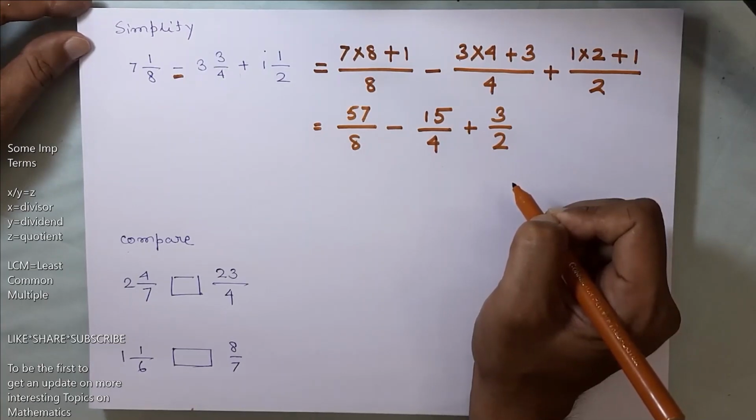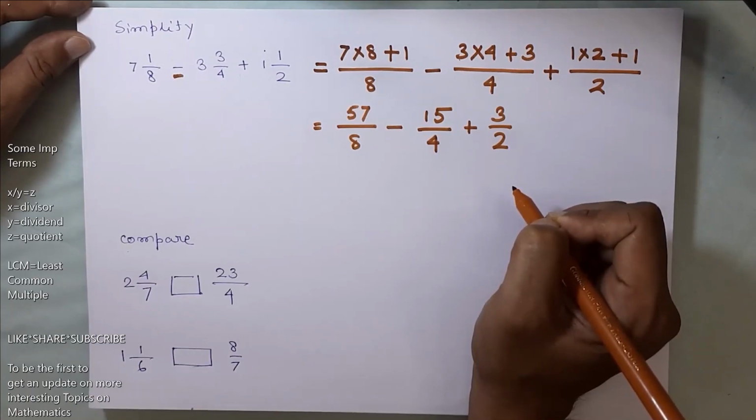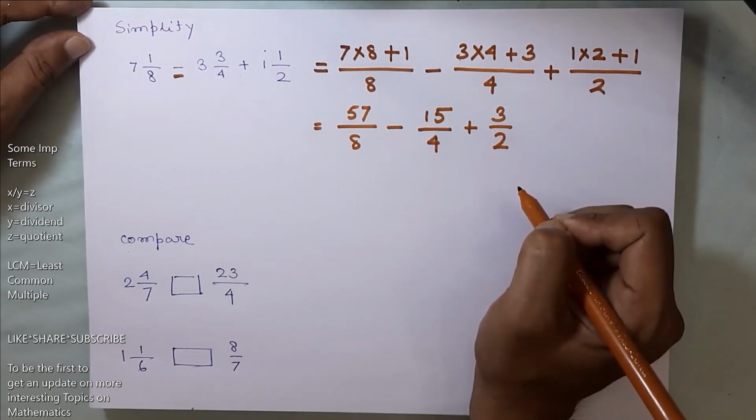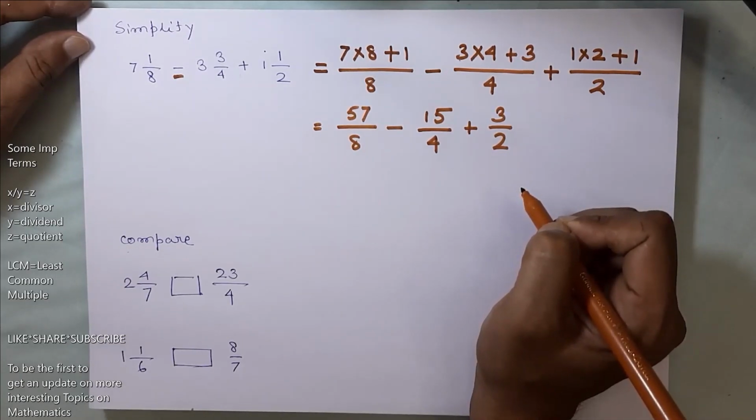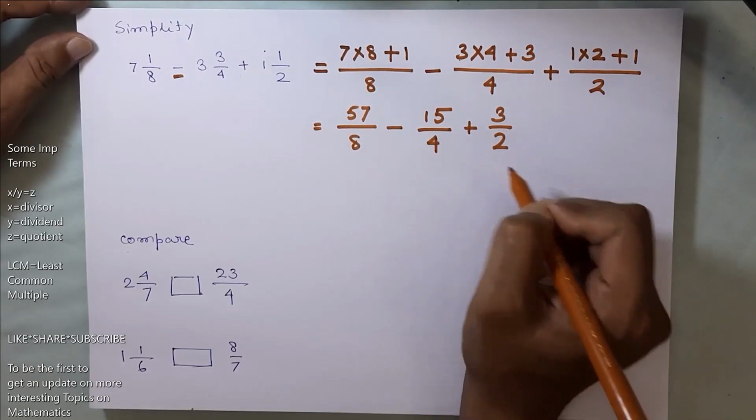Now how do we do addition or subtraction of improper fractions? The first step is to find the LCM of all the participating denominators of all the fractions. What is LCM? LCM is the least common multiple. How do we find the least common multiple of different numbers? We have already discussed it multiple times in my earlier videos. Please refer to that. Here we will not be discussing the same. Here I will directly come to the LCM of 8, 4 and 2.